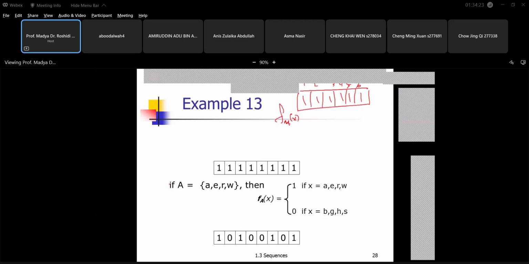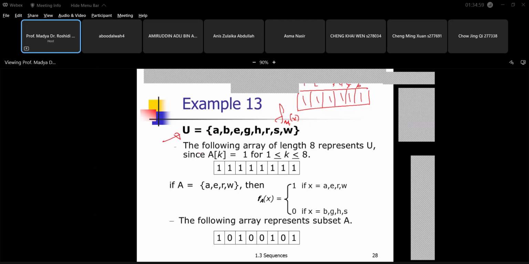Okay, now for example 13, given to you, the universal set is A, B, E, G, H, R, S, W. To represent the whole set, how many elements are involved? 1, 2, 3, 4, 5, 6, 7, 8. So here we put 1 byte, 8 positions, and we put 1, 1, 1, 1 to represent this set, from 1 to 8.